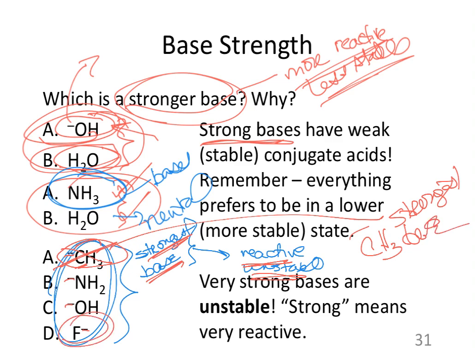And fluoride, because fluorine's so electronegative, is quite happy with that negative charge. What does that mean? That means it's stable. If it's stable, it's unreactive, which means it's a weak base. So make sure you have those associations correct. Stable, unreactive, weak, and strong, reactive, and unstable.